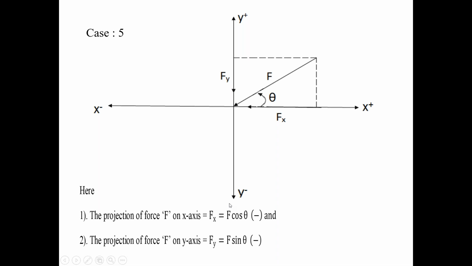Dear students, if anybody has doubt about this fifth condition, I request you, please compare the first condition and the fifth condition. Try to understand the projections carefully. In the first condition, Fx and Fy are both positive. Fx is F cos theta, positive. Fy is F sin theta, positive. Whereas in the fifth condition, Fx and Fy are both negative. Fx is F cos theta, negative. Fy is F sin theta, negative.